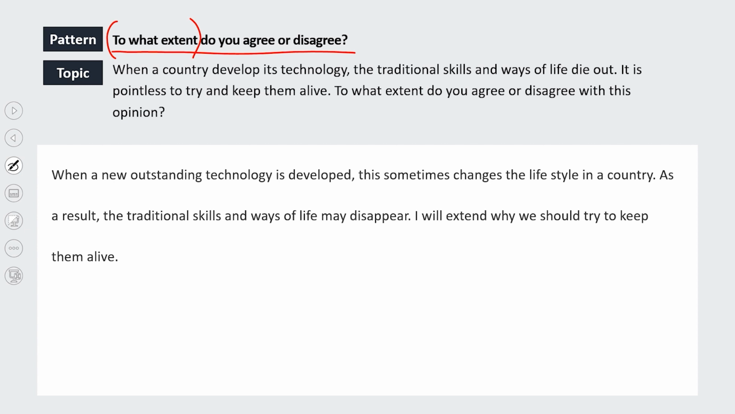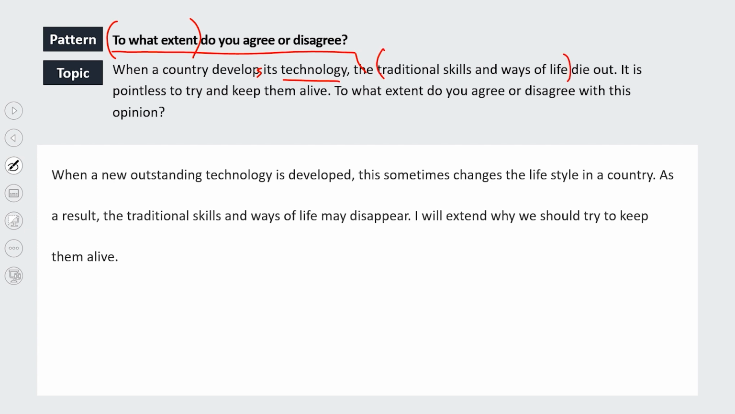So this topic is one we've seen before. When a country develops its technology, traditional skills and ways of life die out. Is it pointless to try and keep them alive? It is pointless to try and keep them alive. To what extent do you agree or disagree with this opinion? Okay, so you want to be talking about the conflict between new technology and traditional skills and ways of life.